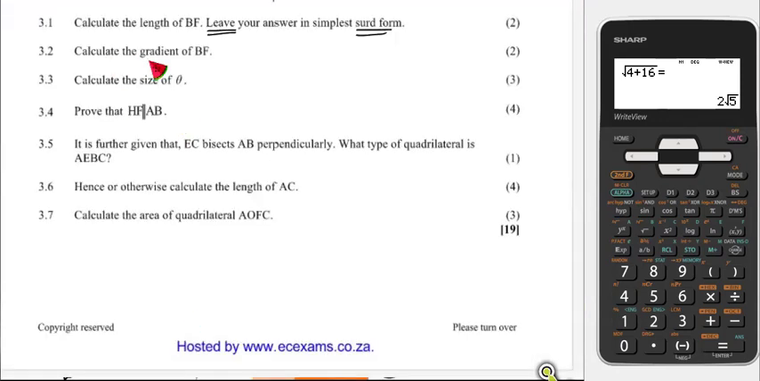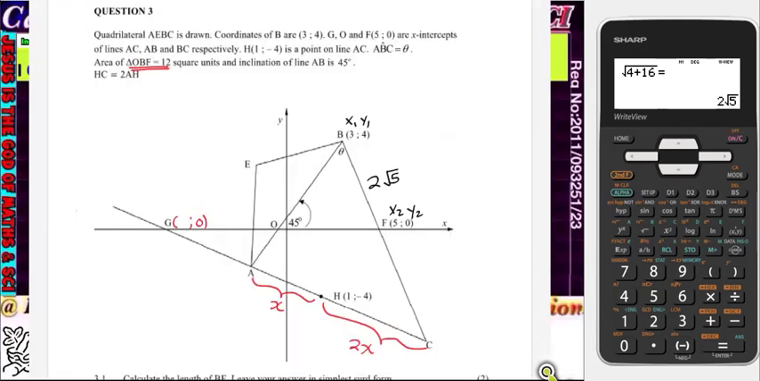Calculate the gradient. You see now they're talking about the gradient of BF now, what I taught you. All right, so let's go to the gradient. So the gradient is change in y. Let's start by y2, 0 minus the 4. So you got 0 minus the 4. And then you're going to have 5 minus the 3. At the top, I've got minus 4. At the bottom, I've got a 2. So I end up with minus 2. So now I can write, hey guys, the gradient of this line equals minus 2. They could have asked me the gradient of the other one.